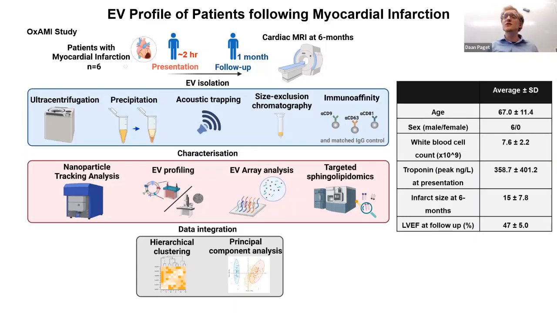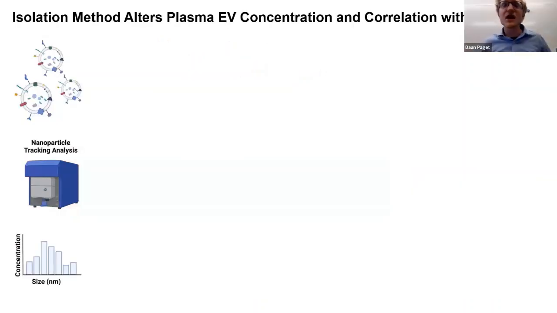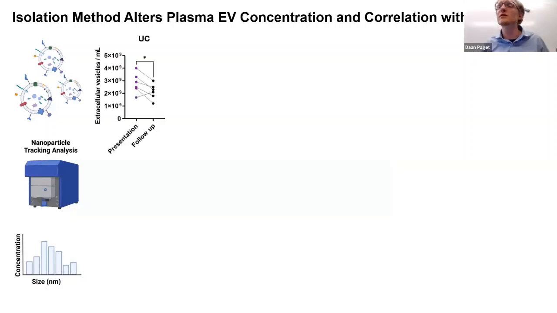Again, I'll talk you through the data points one by one, and we can see what the difference is between the EV profile at time of presentation versus the same patient 1 month later. We started with nanoparticle tracking analysis, where we first wanted to see if we found similar results to data that we published previously. Previously we found significantly higher amounts of extracellular vesicles present at time of presentation versus follow-up.